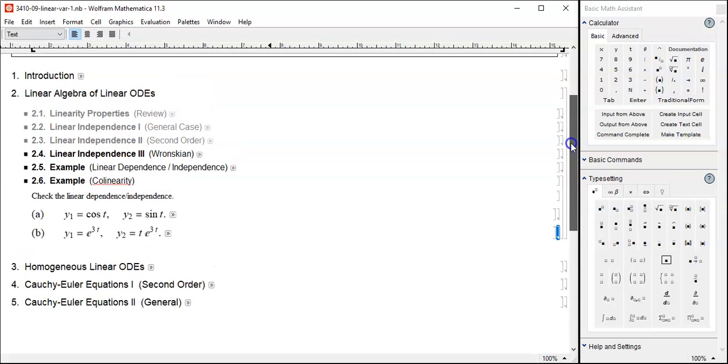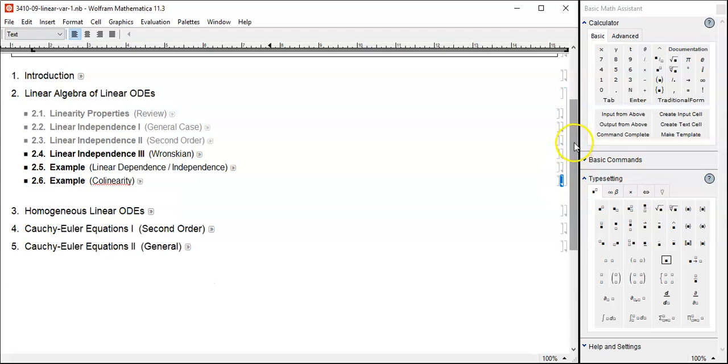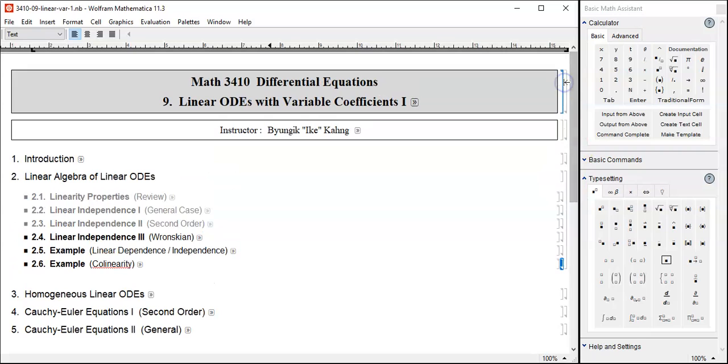A bit of an overkill, isn't it? It's clear that one function is not constant times the other, so collinearity is a much easier way to check linear independence. But do not completely disregard the Wronskian. We're going to come back and use it in Module 10.